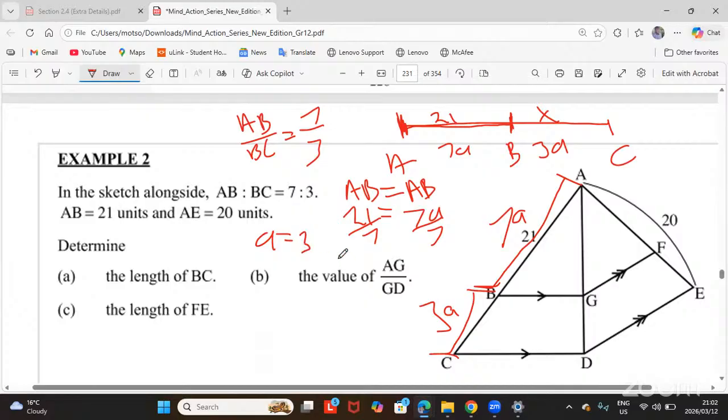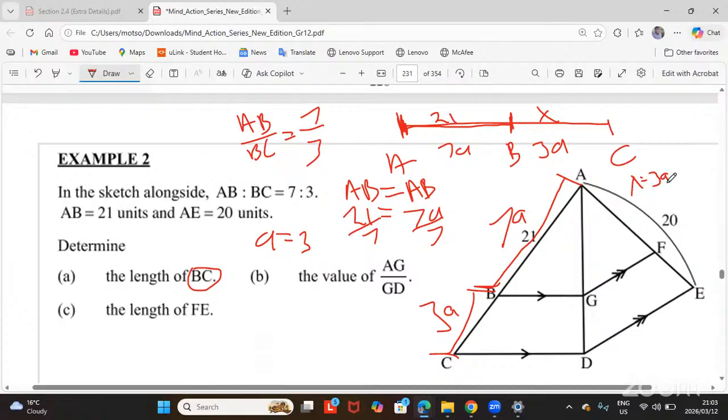Now, what was the question asking us to do? It requested us to find the value of BC. We go back to the value of BC. X is equal to 3A here.